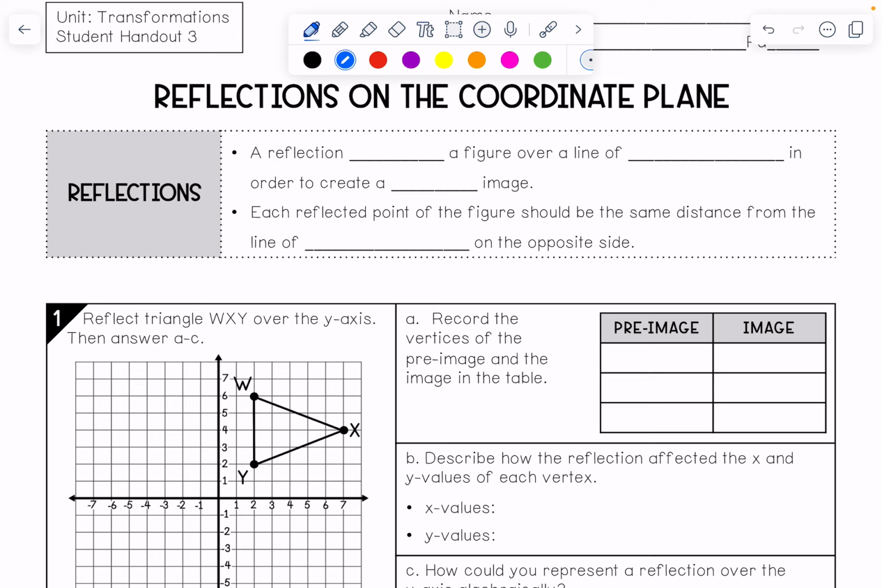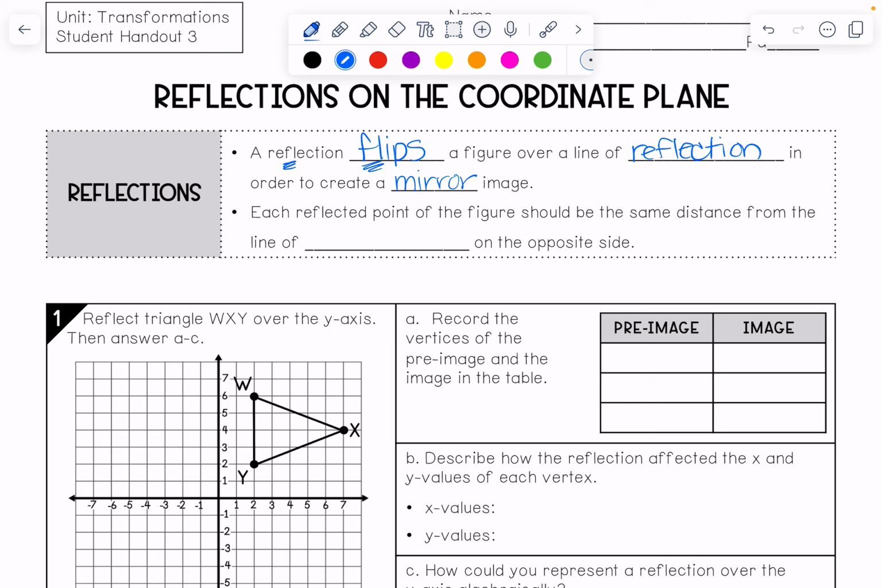So a reflection is going to be a flip. A reflection flips a figure over a line of reflection in order to create a mirror image. Okay, so you see a reflection in a mirror, same kind of idea. And similarly to how I look at translation being a slide, I think of the FL in the word reflection and the FL in the word flips, and that helps me remember that a reflection flips.